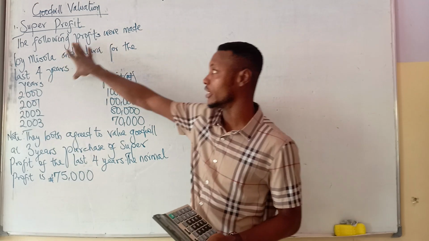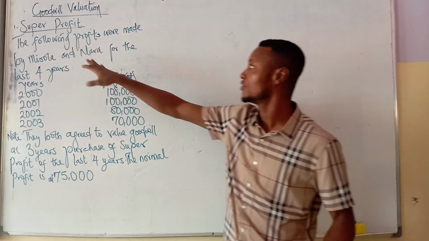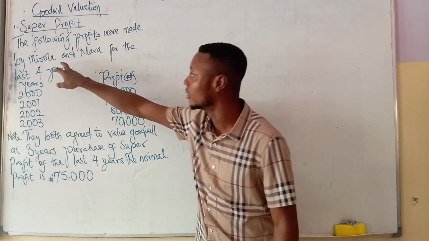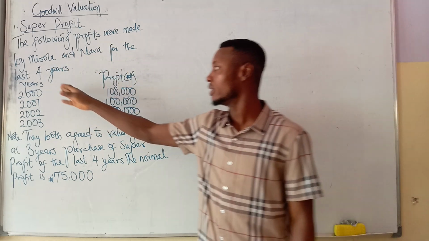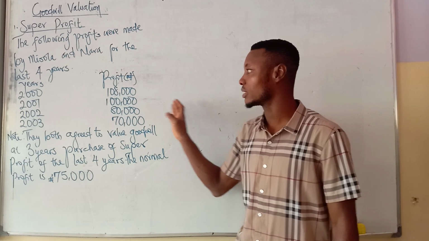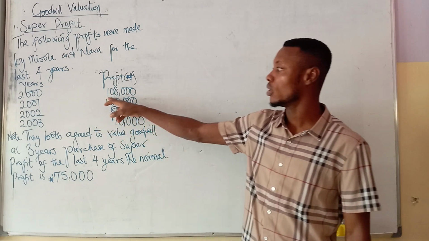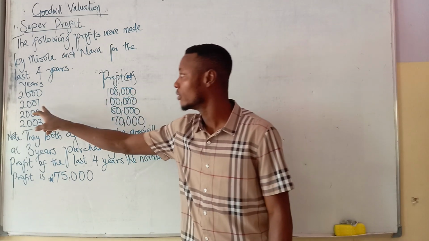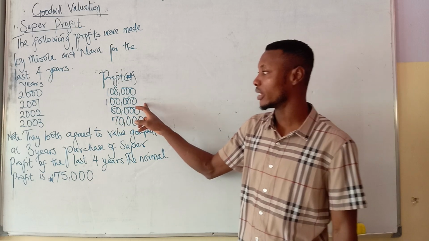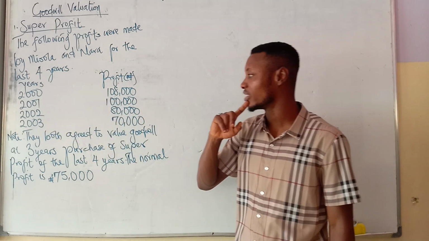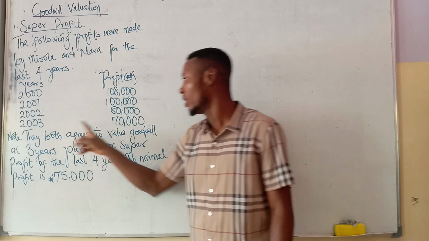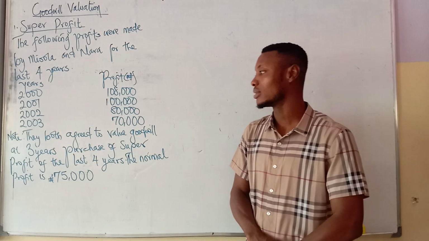Now, using the super profit method, it said the following profits were made by Misola and Nara for the last 4 years. This is our years, this is our profit. In 2000, they made 108,000. In 2001, they made 100,000 as profit. In 2002, they made 80,000 naira as profit. And in 2003, they made 70,000 naira as profit.